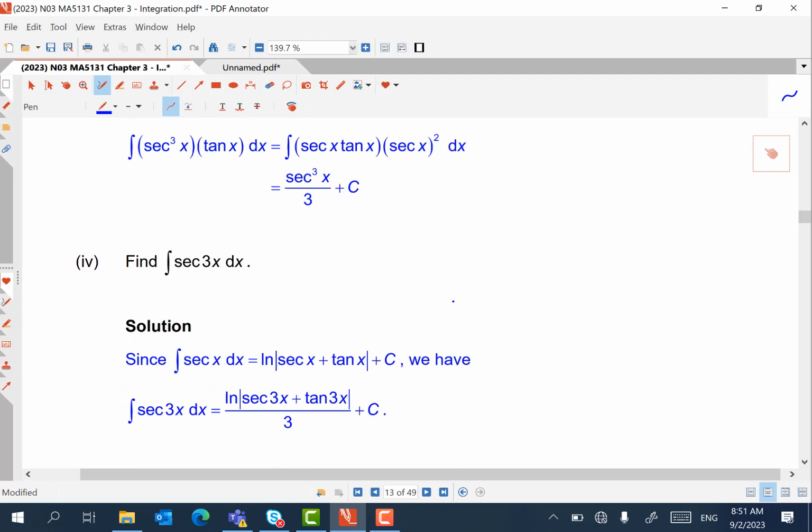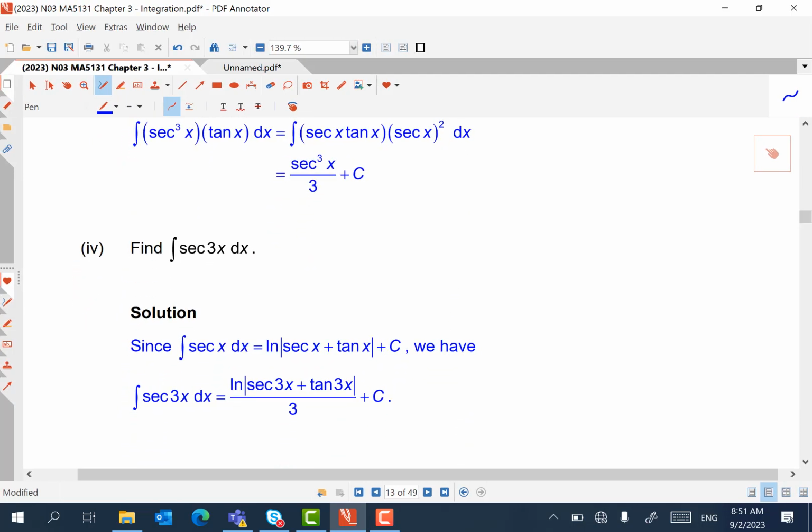By the way, for this part 4, I want to tell you something. Part 4 is totally memory work. It's kind of a no-brainer thing. It's just memory work. The only thing you need to take note of is you need to divide by 3.